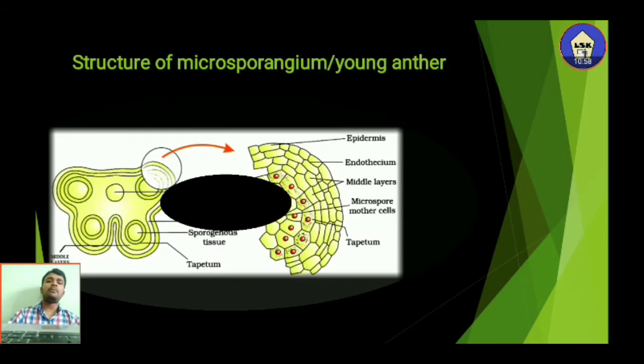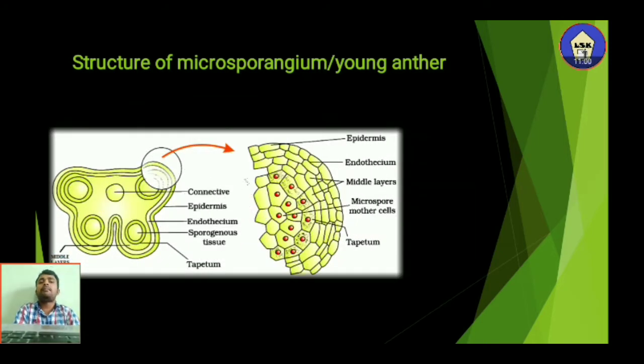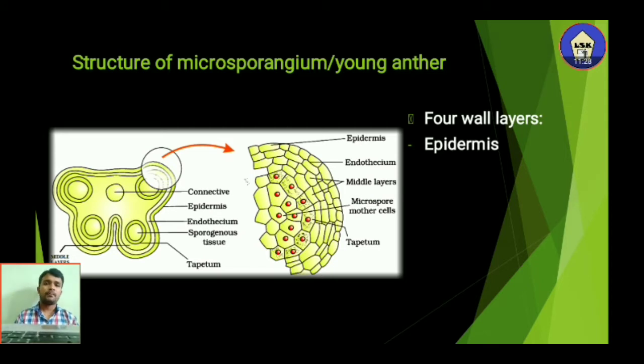Here the diagram represents the young anther. Here you cannot see the presence of microspore tetrads or pollen grains, because they are formed at the end of maturation. See the first diagram, which represents the outline of the inner structure of the anther. The anther is externally covered by four important types of layers. The layers of the anther wall include the first one, called the epidermis. In the plant body, the outermost protective layer is called the epidermis.